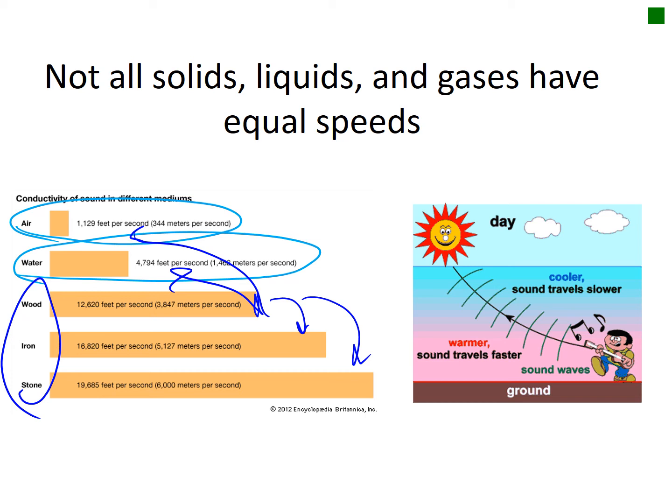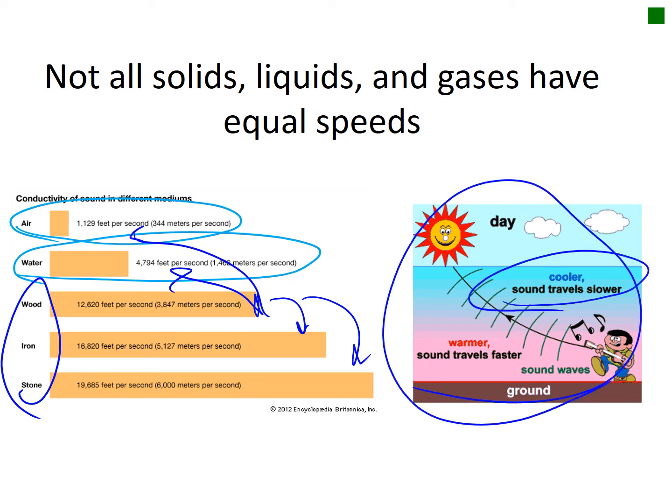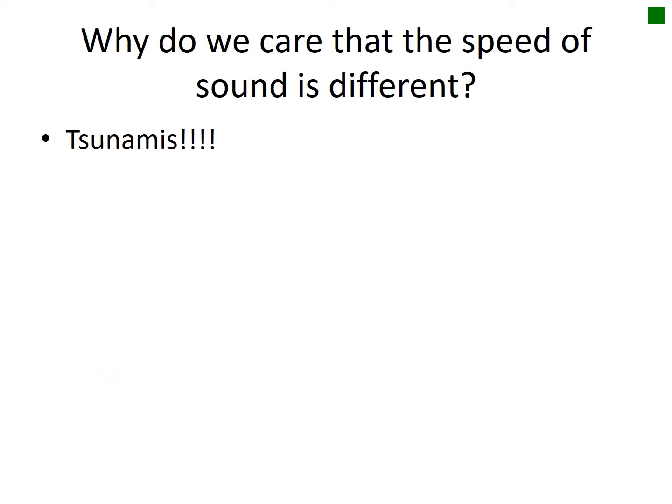The other way that you can do it is you can also change your temperature, okay? So if it is cooler, it is going to travel slower, and that's because the particles themselves are moving slower, whereas when you are warmer, the air particles are moving faster, or the solid particles, whatever it is, are moving faster, and therefore it can transfer that energy faster.